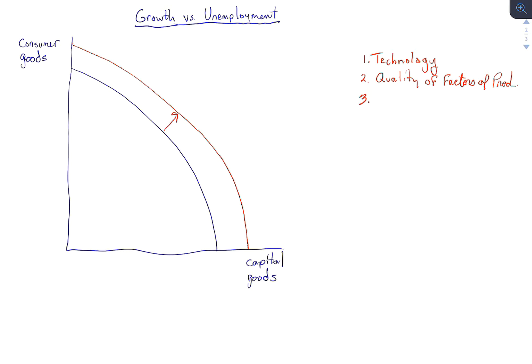Finally, better or more of the factors of production. If we have more of the factors, then we can similarly produce more. So what I do then with my classes is this becomes TQ squared. Technology and increase in the quality or the quantity of the factors of production.